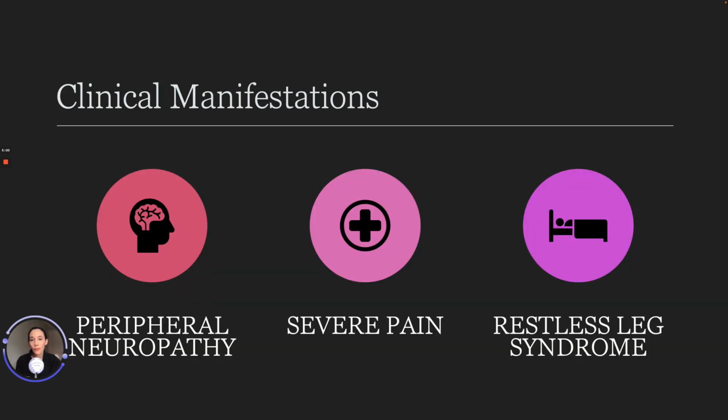So, clinical manifestations. We may see peripheral neuropathy. This is a disorder of the peripheral nervous system that is present in some patients. They'll have pins and needles in their fingers or their feet, severe pain and discomfort. They may have restless leg syndrome and burning. They may report burning feet can occur in the early stages, and that's due to the peripheral neuropathy.